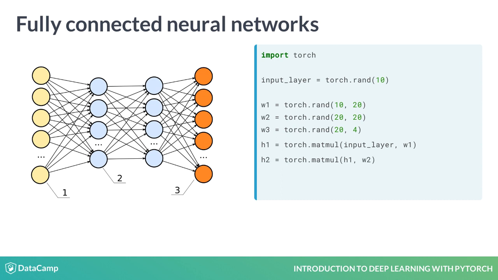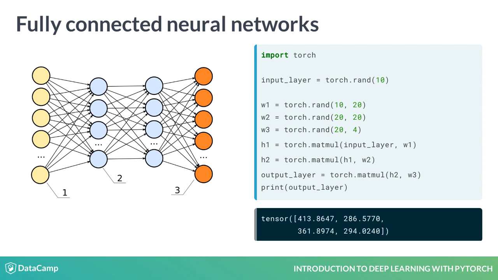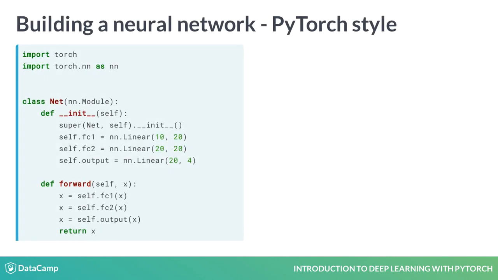Similarly, we continue for the second hidden layer, H2, which is a product of the first hidden layer, H1, and the second matrix of weights, W2. Finally, we get the results of the output layer, which has 4 classes, by multiplying the second hidden layer, H2, with the third matrix of weights, W3. Writing neural networks this way is a bit complicated.